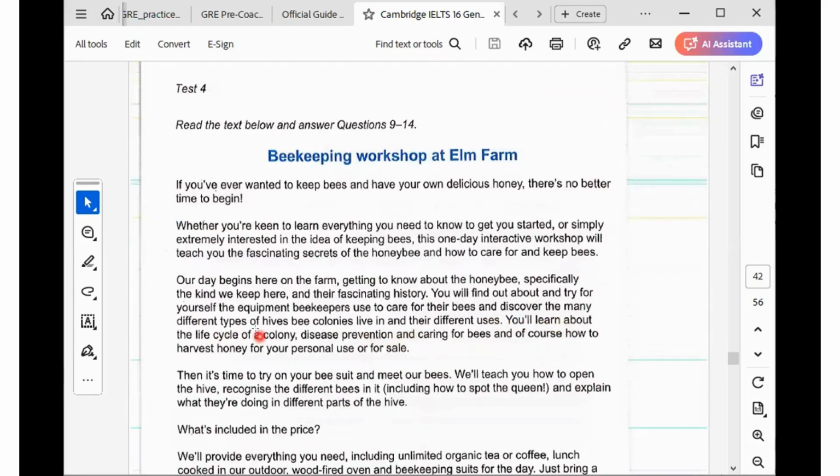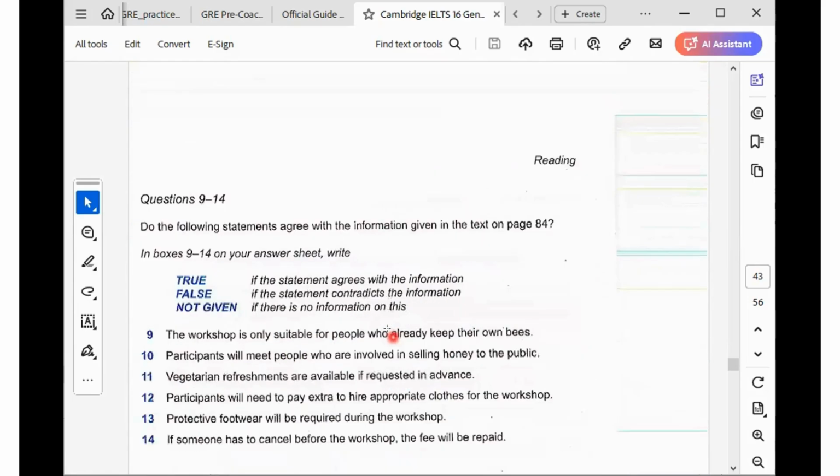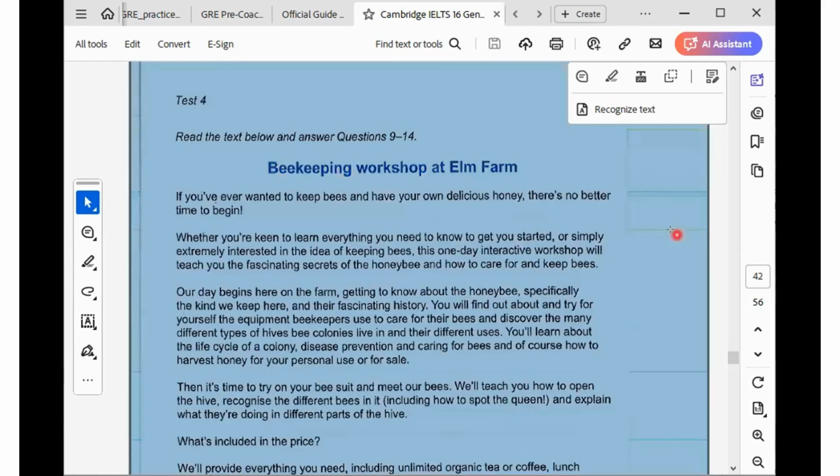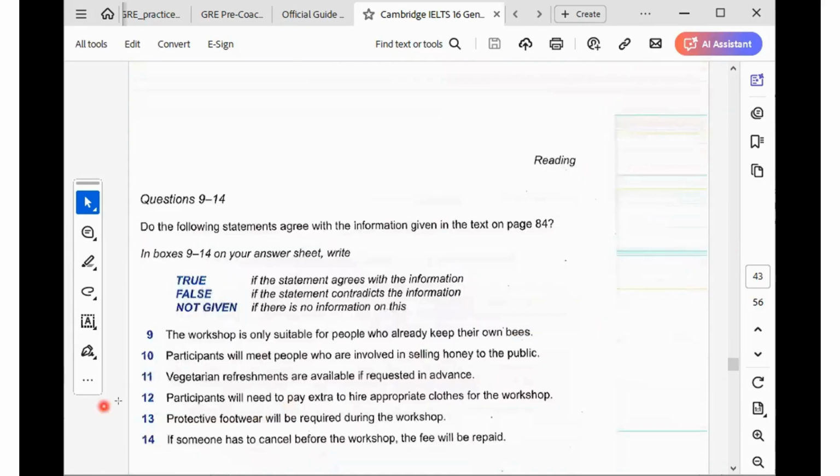Life cycle of a colony, disease prevention, how to harvest honey for personal use and for sale. That's all about sale. The passage does not tell us that you meet people who are involved in selling honey to the public. No, they didn't tell us. So number 10 is not given. We don't know whether they will meet people. Not given. Remember what I used to say about not given.